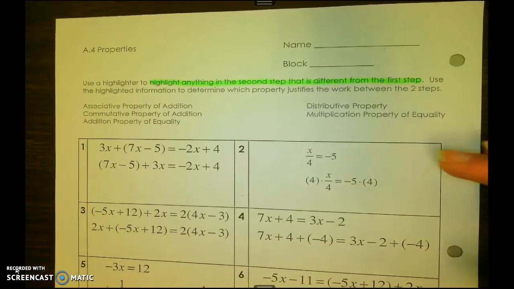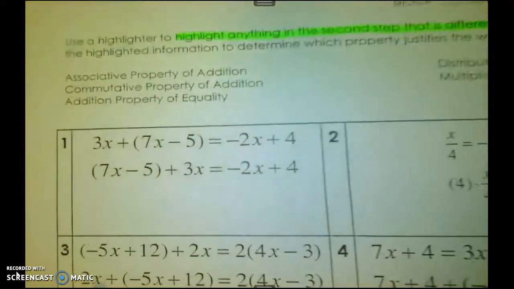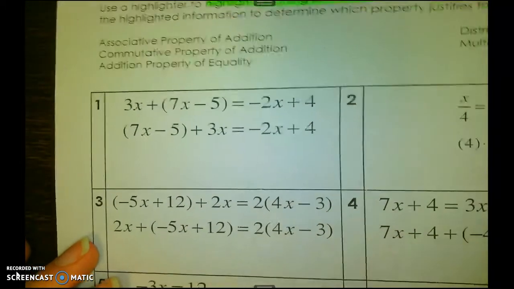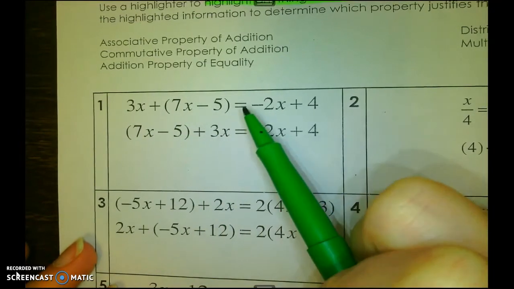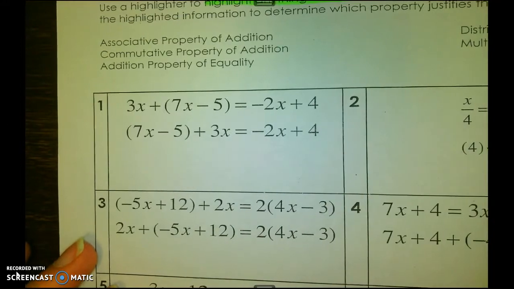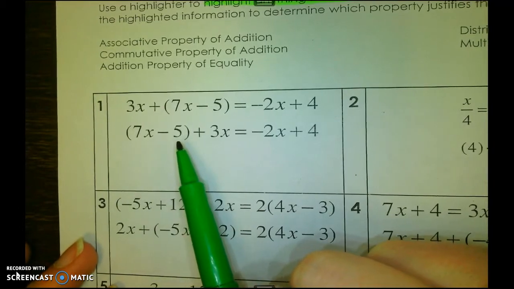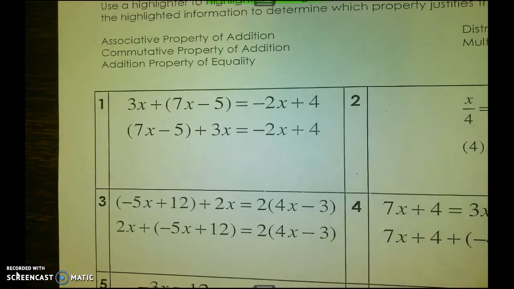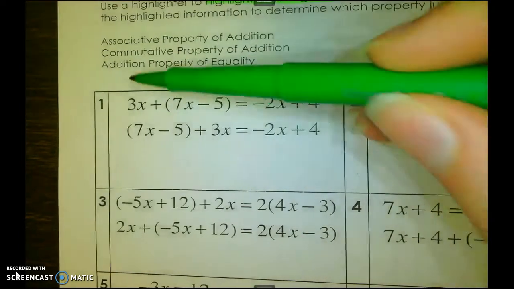So I'm also going to suggest that we cross some things out as we're looking through these problems. I'll show you what I mean. Let's take a look at number 1. I'm going to zoom in real close on just number 1. So here on the top we have 3x plus the quantity of 7x minus 5 equals negative 2x plus 4. So that was step 1. In step 2, it says the quantity of 7x minus 5 plus 3x equals negative 2x plus 4. So the first thing I'm going to suggest that you guys do is cross out anything that is the same between step 1 and step 2.